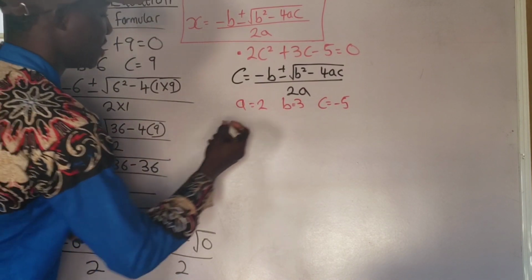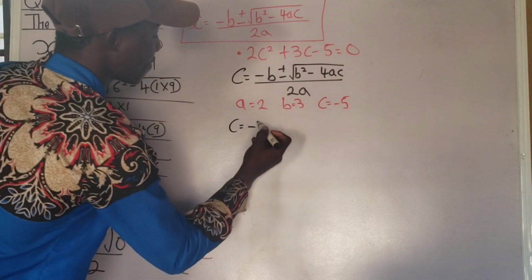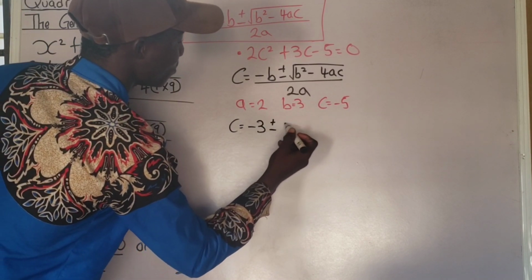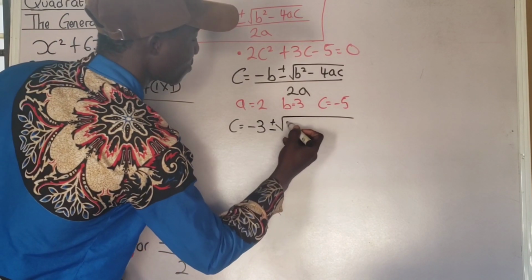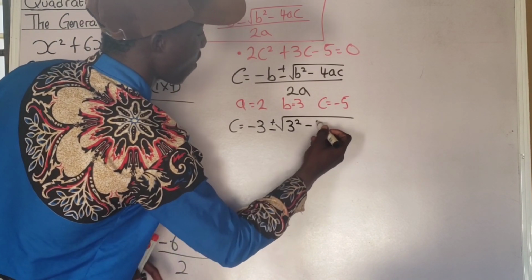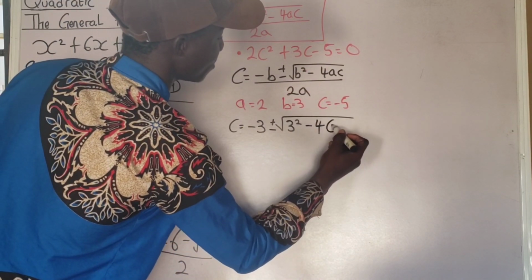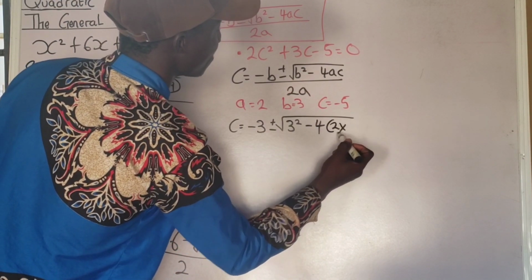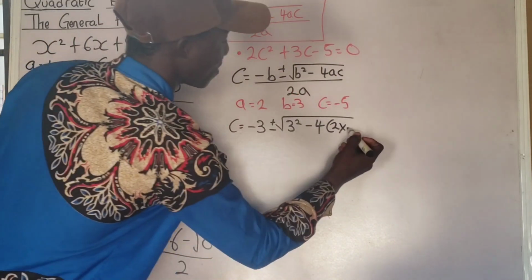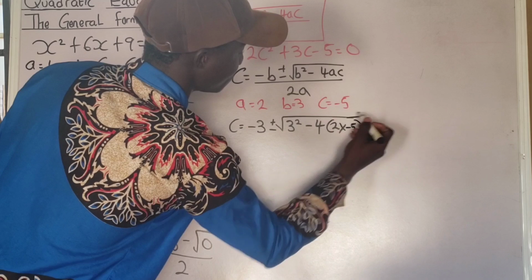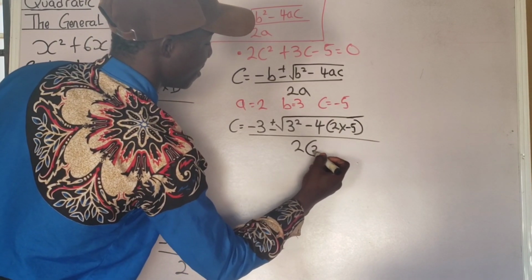For this, c equals minus b. B is 3, so I'm going to have minus 3 plus or minus square root of b squared. B is 3, so square root of 3 squared minus 4 multiplied by a. A is 2, so minus 4 into bracket 2 multiplied by c. C is negative 5, so minus negative 5, all over 2 multiplied by a.